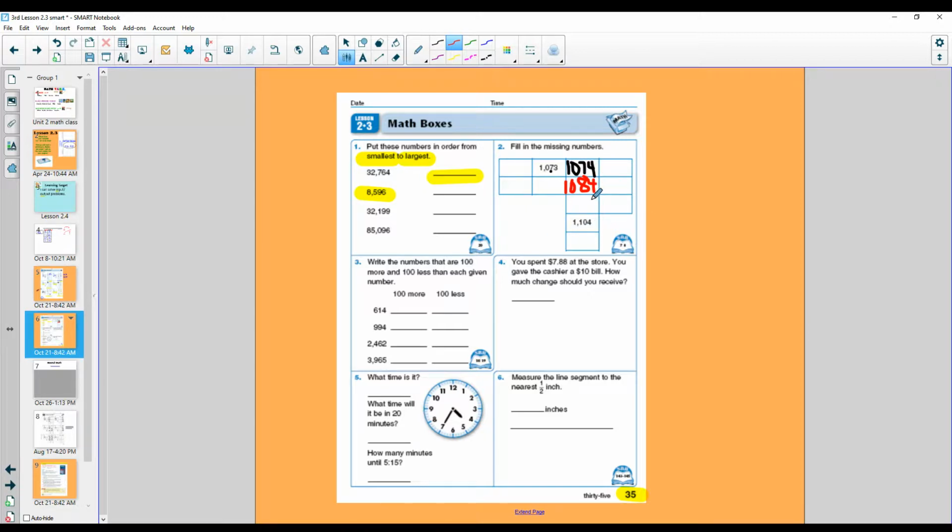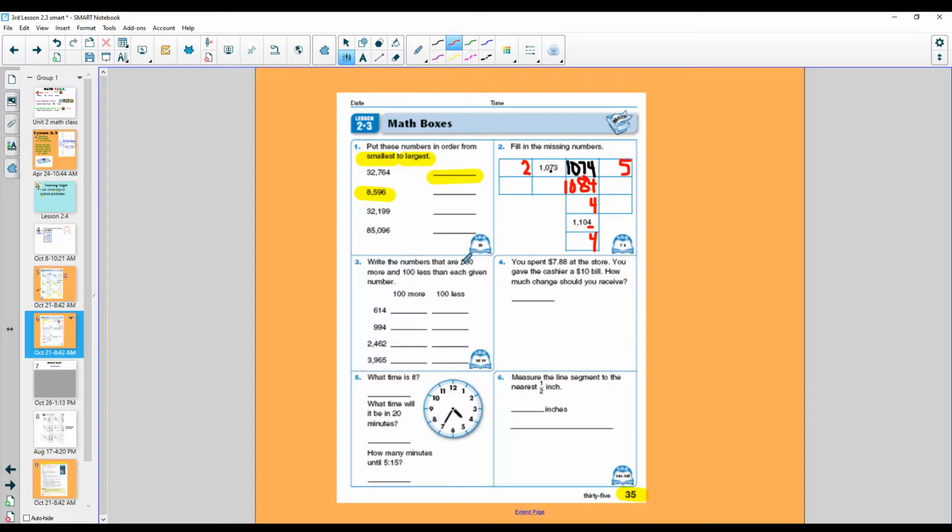Notice all these numbers are going to be ending in a 4. Okay. All these numbers should be ending in a 5. These are 3s. These numbers should all be ending in a 2. That's how you can kind of check your answers. Remember, this is like a number chart. It works just like a number chart. Fill in the rest of those in number 2.